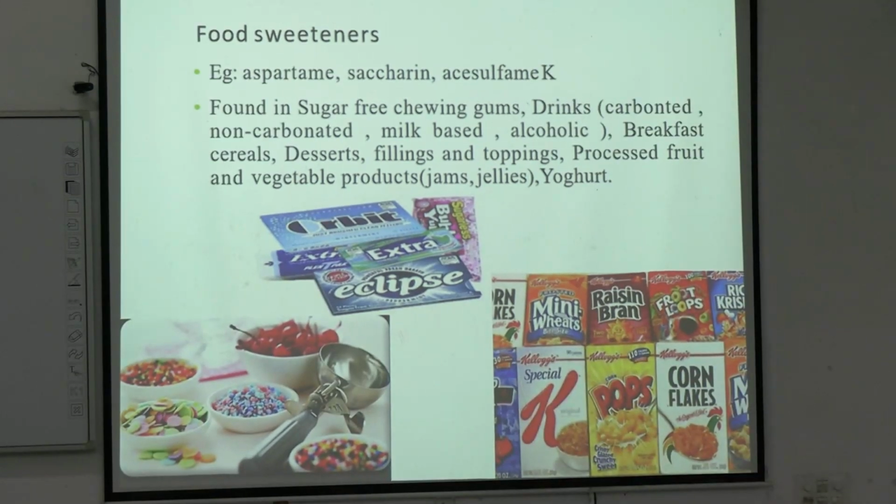Again, these are the food sweeteners. Even your chewing gums have them. You can see your Orbit Extra Eclipse. You have your cornflakes. Many other things have food sweeteners: sugar-free chewing gums, drinks, carbonated, non-carbonated, milk-based, alcoholic, breakfast cereals, desserts, fillings and toppings, processed fruit and vegetable products. So all this you have food sweeteners. This is something which is a matter of great concern.